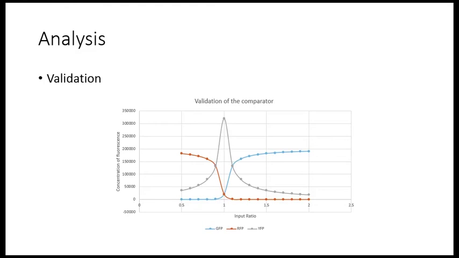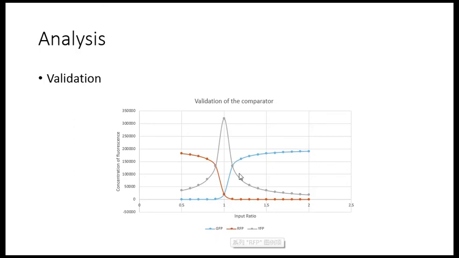The first step is to validate whether our system can work well. We can see that when the ratio is lower than 1, which means the amount of STARS2 is more than that of STARS1, the expression of RFP will be much higher than that of GFP, and it can be higher than YFP when the ratio is below 0.9.